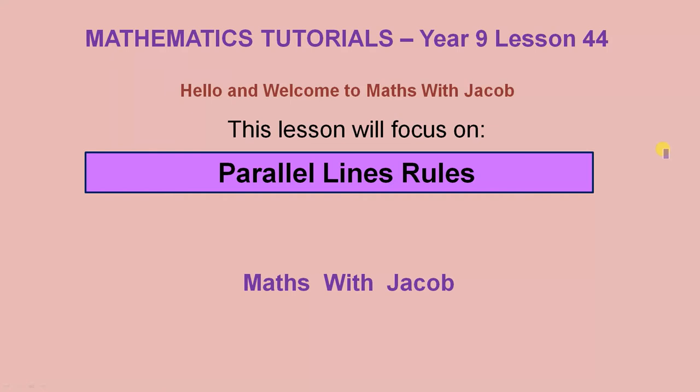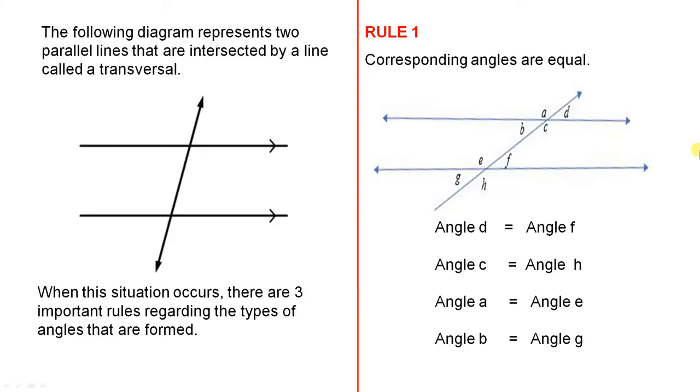This lesson will focus on parallel lines rules. The following diagram represents two parallel lines that are intersected by a line called a transversal. So they're the two parallel lines and that's the transversal. It's called a transversal because it cuts across the two lines. When this situation occurs, there are three important rules regarding the types of angles that are formed.